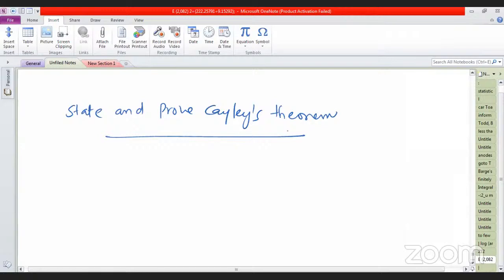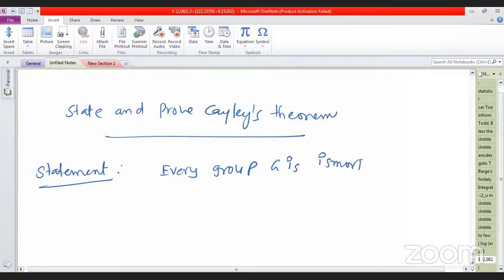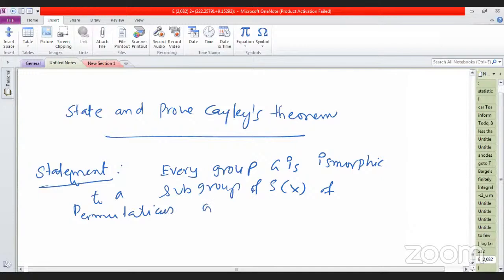What is Cayley's theorem? Anyone knows? This is the third unit or fourth unit. Every group G is isomorphic to a subgroup of S of X, the permutations on X, for a suitable set X. This is the statement.